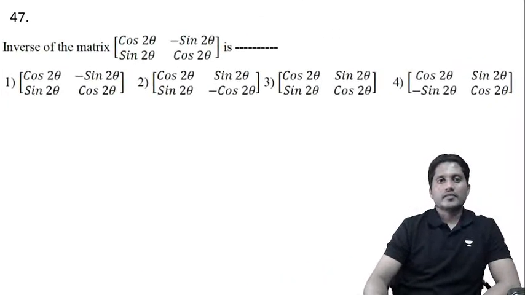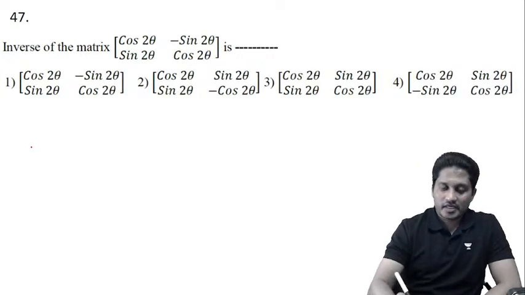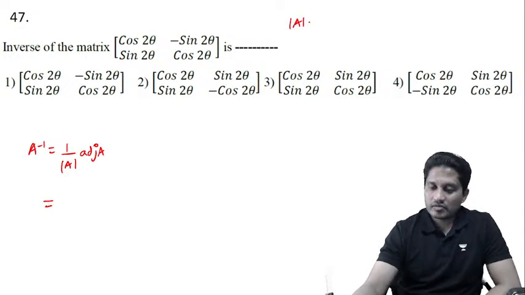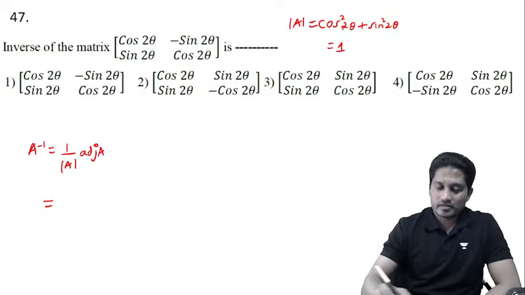Right? Let's move to the next question. I'm supposed to find the inverse of this matrix. A inverse is 1 by determinant A into adjoint A, right? In the board exams also, you did the same thing. Now the determinant is cos square 2 theta, minus and minus is plus sin square 2 theta. Sin square 2 theta plus cos square 2 theta is 1.